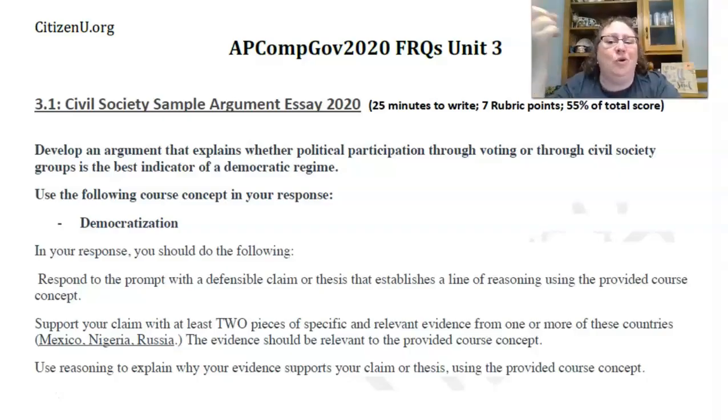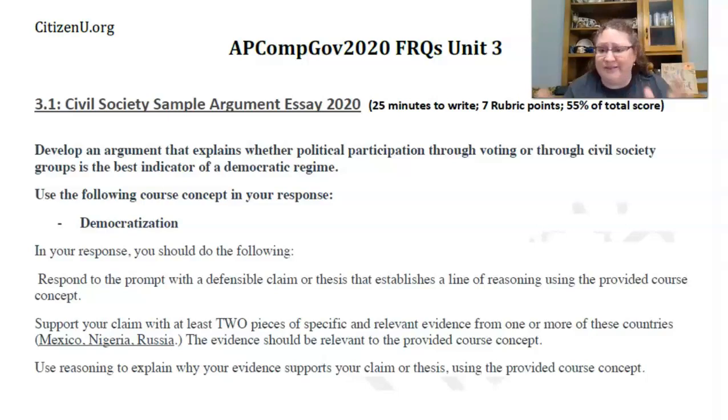Just because people show up to vote doesn't make you democratic. Like, I wish China was on here, right? They're not. So I would use Mexico to show how they're increasing their civil society, which makes them more democratic.